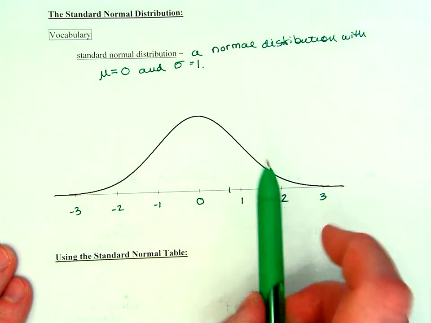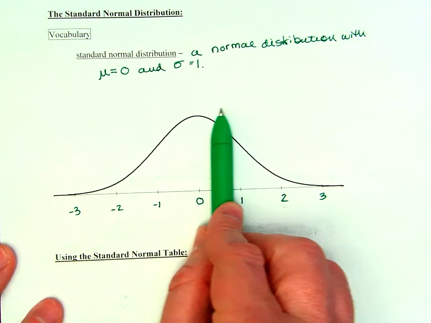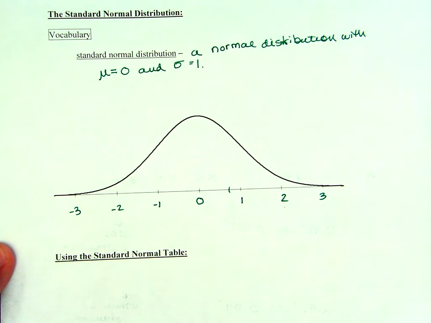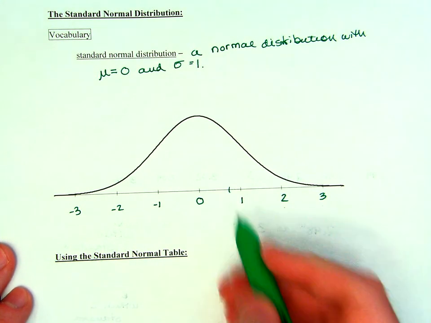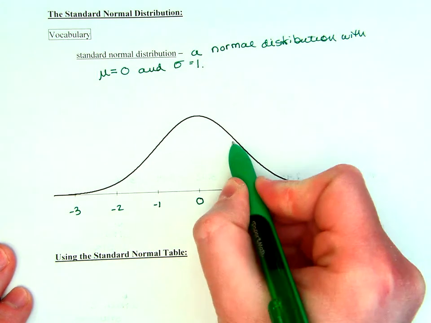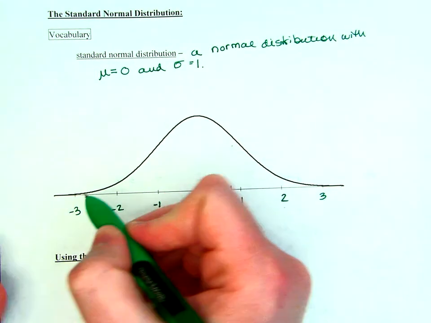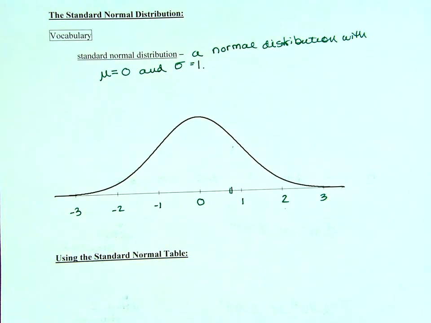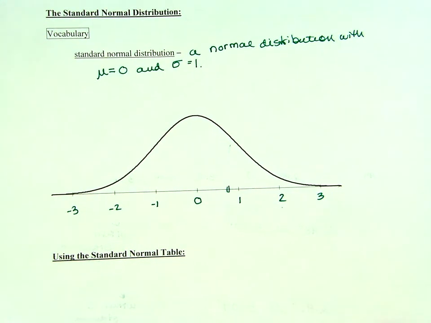So what percent of data is here, and everything less than that? Or what percent of data is less than 0.7 standard deviations above the mean? What percent of data would start here and be everything less than that? And stuff like that. Here's how we're going to deal with the standard normal distribution.